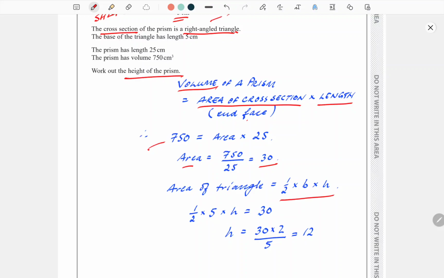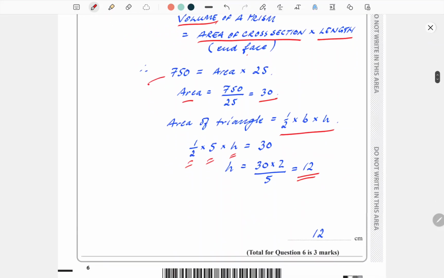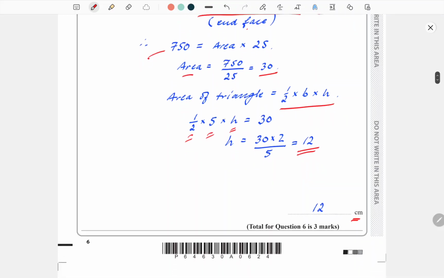And we're going to rearrange that a little. We know it's 30, so area equals 30. Half times the base times the height, 30. Rearrange that again, and you get the height is 12. The units are given here anyway, so you don't need to worry about that.